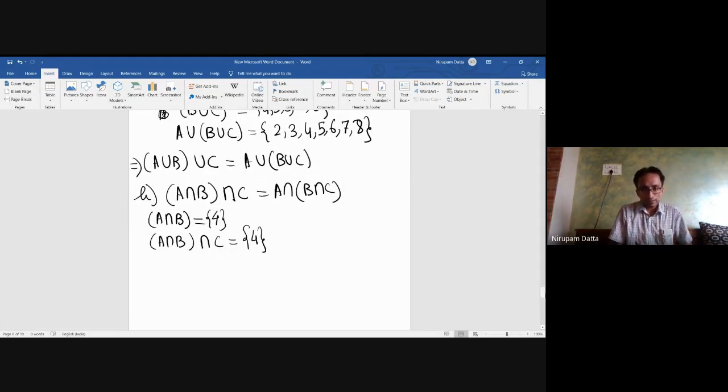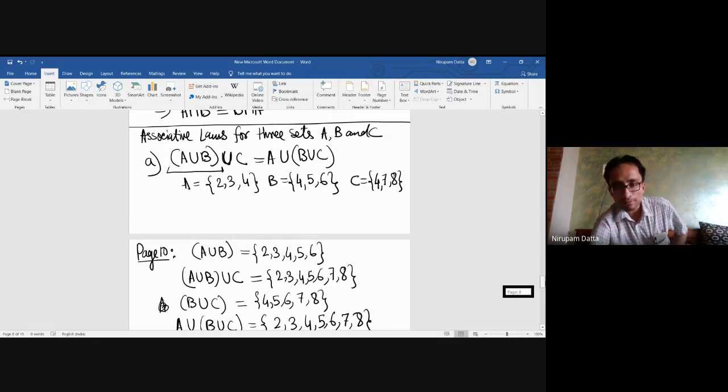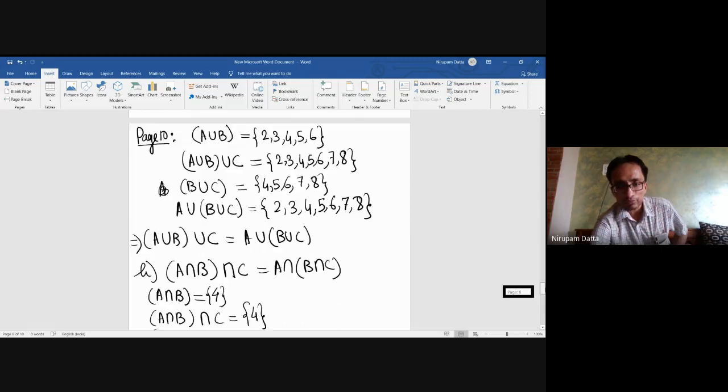Next, we have to make B intersection C. So B intersection C is what? B is 4, 5, 6, and C is 4, 7, 8. So again, we get 4.